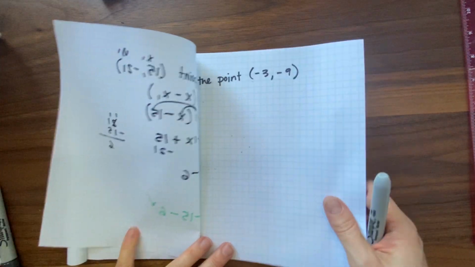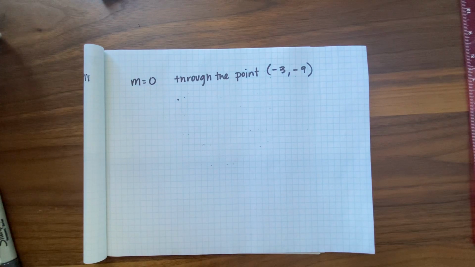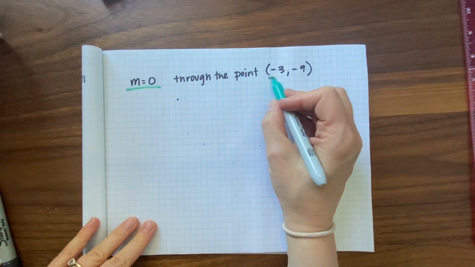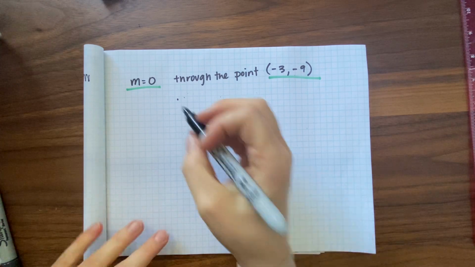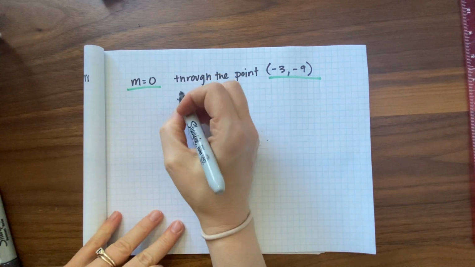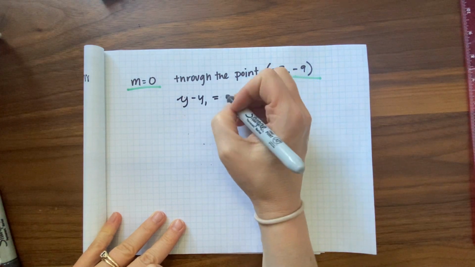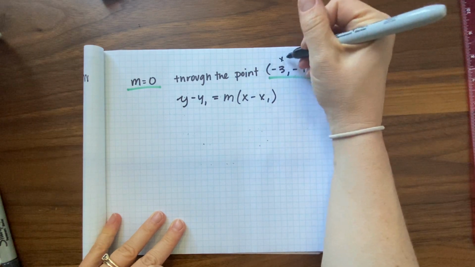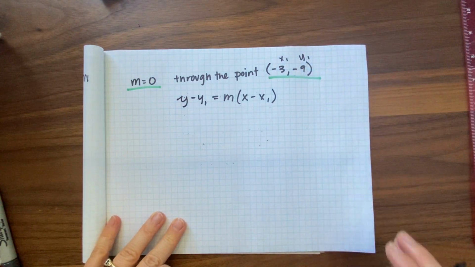One more example. Here we go. We're going to find the equation of the line where the slope is 0 and that goes through the point -3, -9. All right, now this is kind of a special case, but let's check it out. We know our formula for point slope form is y minus y1 is equal to m times the quantity x minus x1, where x1, y1 is a point on the line.